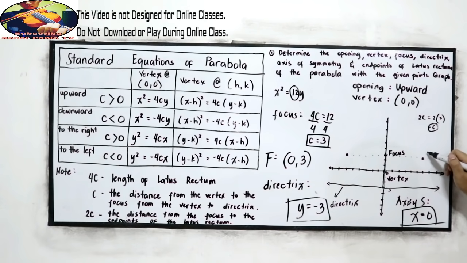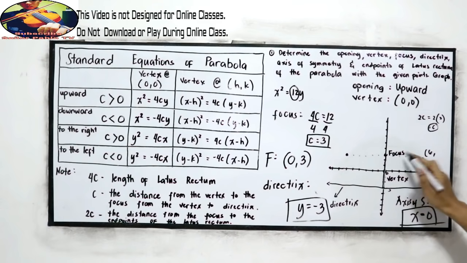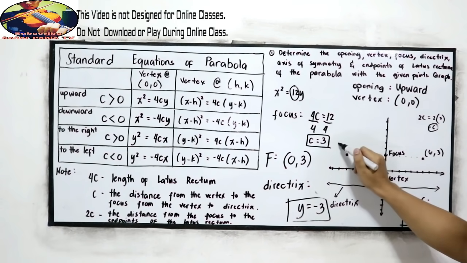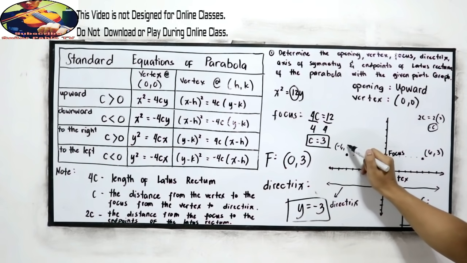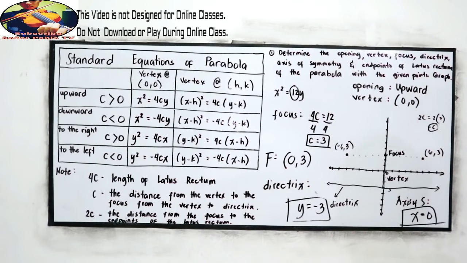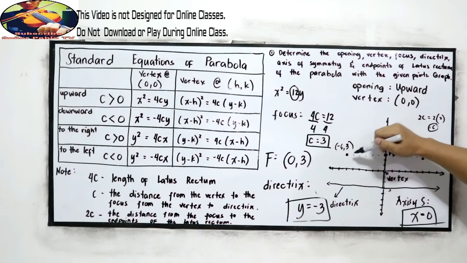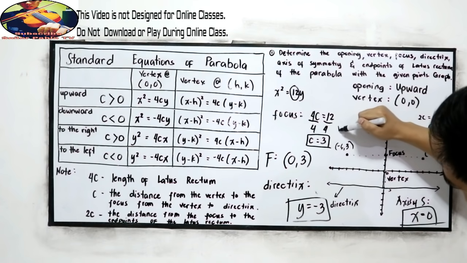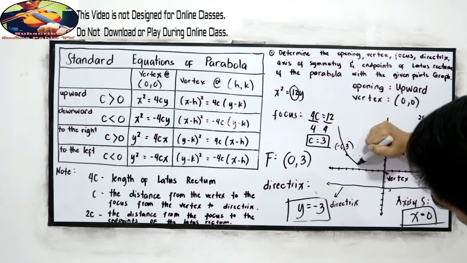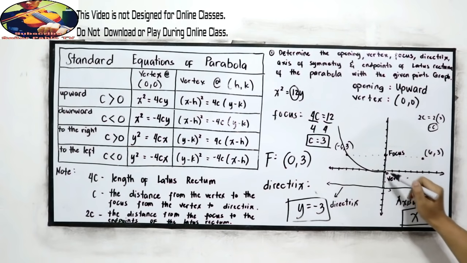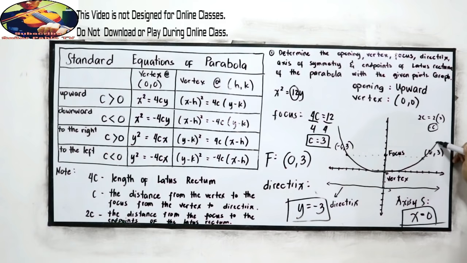So our points are 6, then 1, 2, 3, 3. Here we have negative 6 and positive 3. Now connect our points from the endpoint of the latus rectum going to our vertex, then going to another endpoint of the latus rectum. Okay, this is now our parabola or our curve.